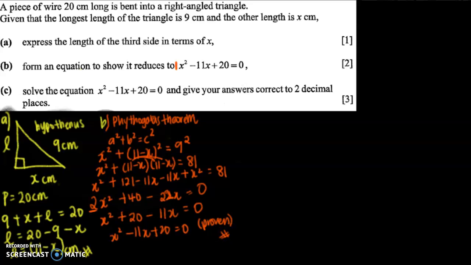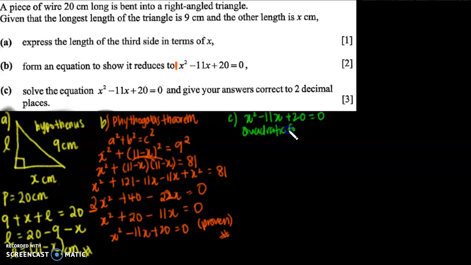Okay, so next, let's write down the question for part C. For part C, solve the equation x squared minus 11x plus 20 equals 0 and give your answers correct to 2 decimal places. So how can we solve this? We know that this is a quadratic equation, right? So how can we solve the quadratic equation? We can use the quadratic formula.